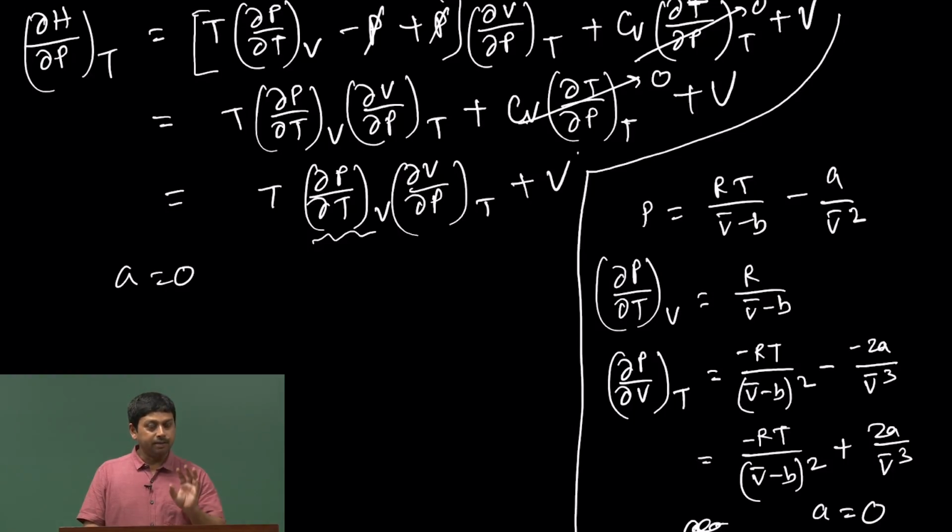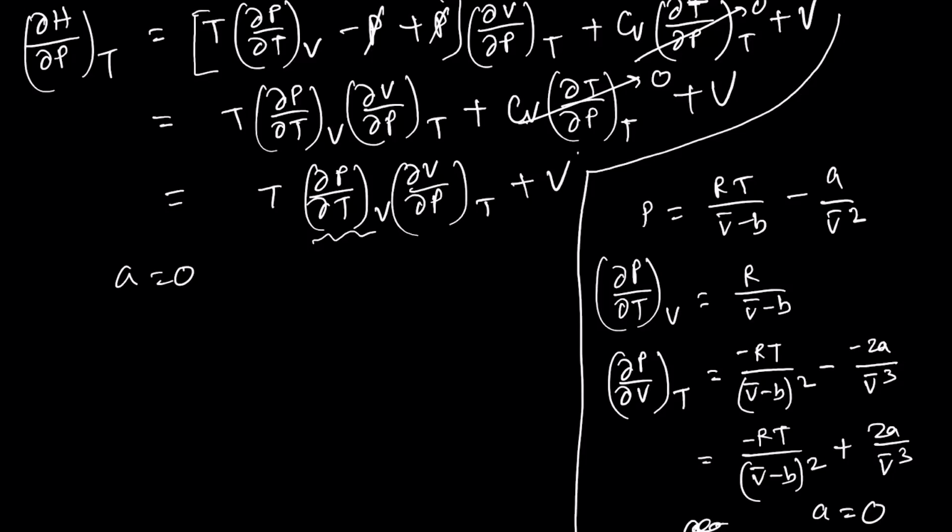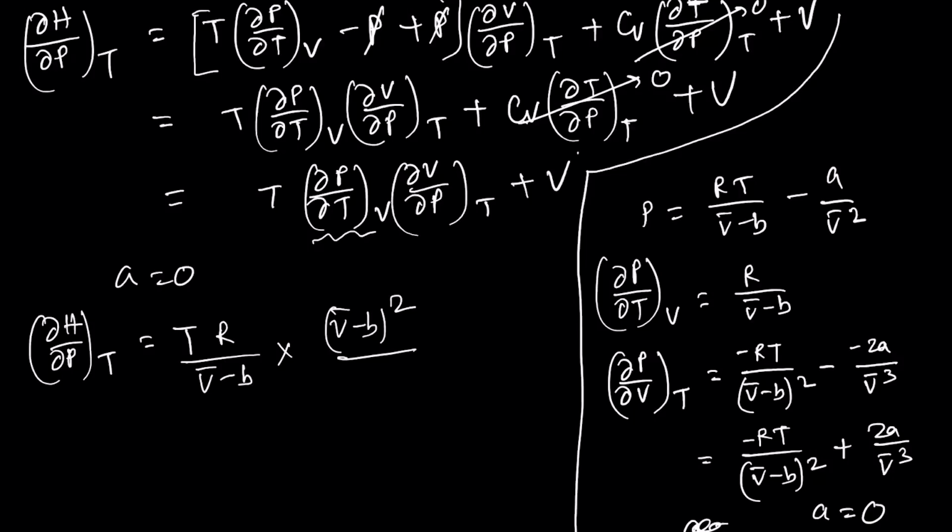But if B is non-zero, then it is not a fully ideal gas, although the interaction is 0. Actually, in that case, the potential is 0 up to B, and at B it is infinity. So, now if you do that, our life becomes simpler and we can get this quantity. Let us write that for the A equal to 0 case: del H by del P at constant T is T into R by V minus B multiplied by V minus B square by minus R T.